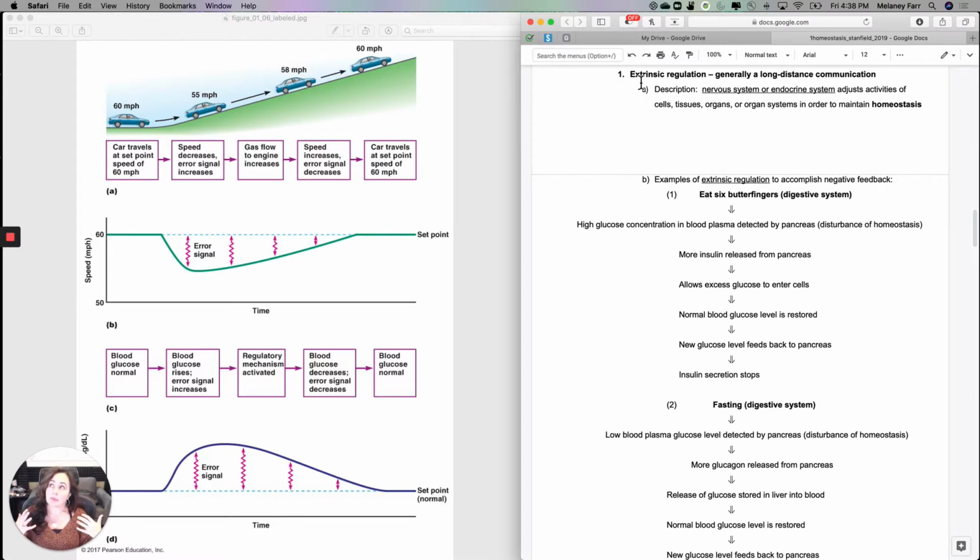And the other part of the metaphor would be extrinsic regulation. Extrinsic regulation is if something happens in an organ, a tissue, a body system, and that body system doesn't have the capacity to fix it back to homeostasis. So it calls on other body systems to help with that. That is called extrinsic regulation.